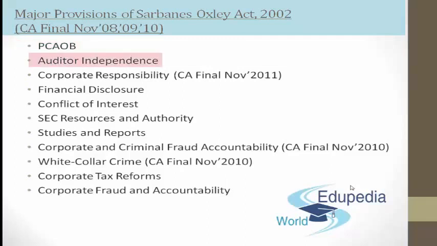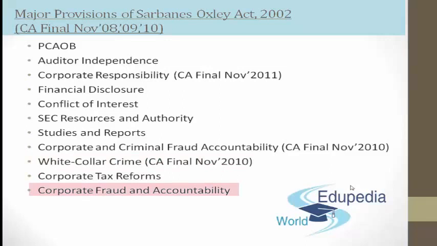Auditor independence is another provision which has been covered in the Sarbanes Oxley Act. Corporate responsibility, financial disclosure, conflict of interest, Securities Exchange Commission's resources and authority, studies and reports, corporate and criminal fraud accountability, white collar crime, corporate tax reforms, and corporate fraud and accountability.